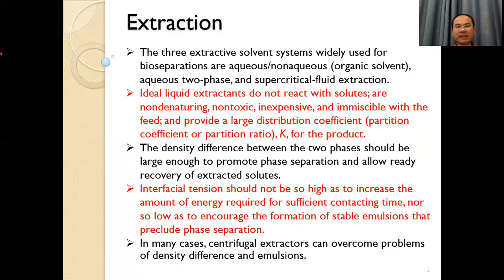extraction to separate. Okay, for the most ideal liquid extraction solvent: it should not react with the solute, be non-denaturing, non-toxic, inexpensive, and immiscible with the feed. It should provide a large distribution coefficient, or K value, for the product. This is important. The extraction solvent should be non-toxic and inexpensive. Okay, these are the important properties of the extraction solvent that we use to separate solutes.